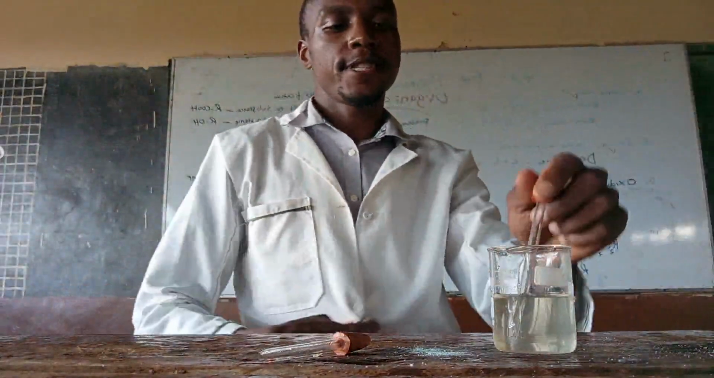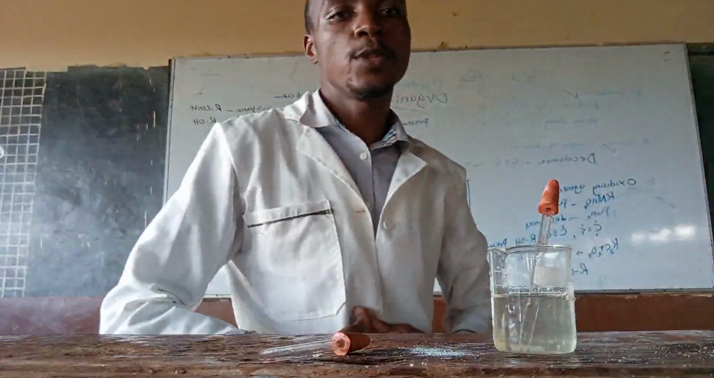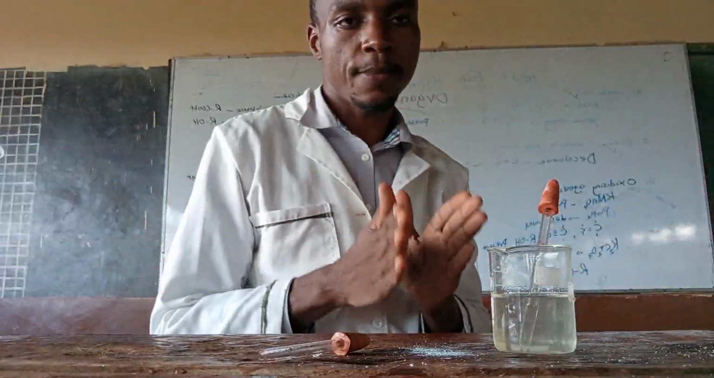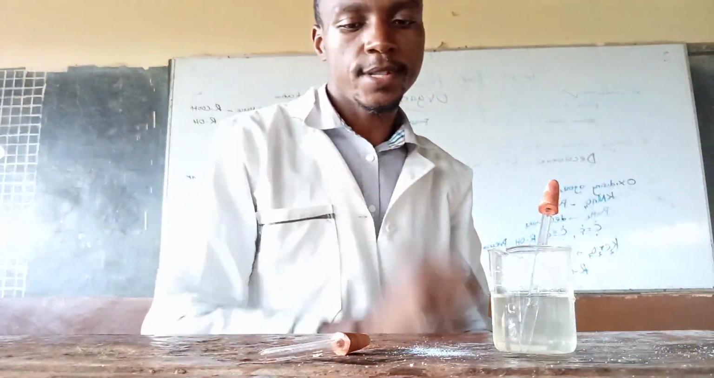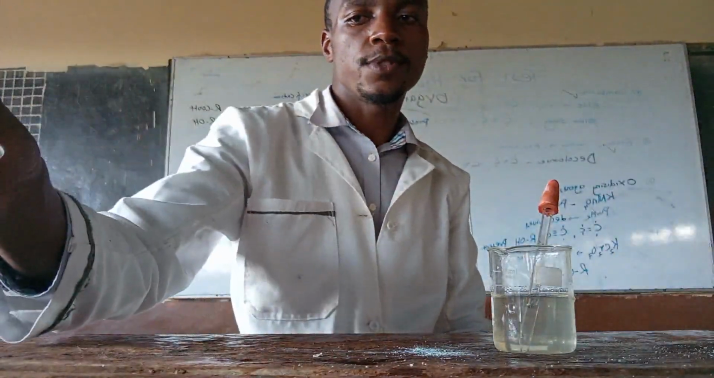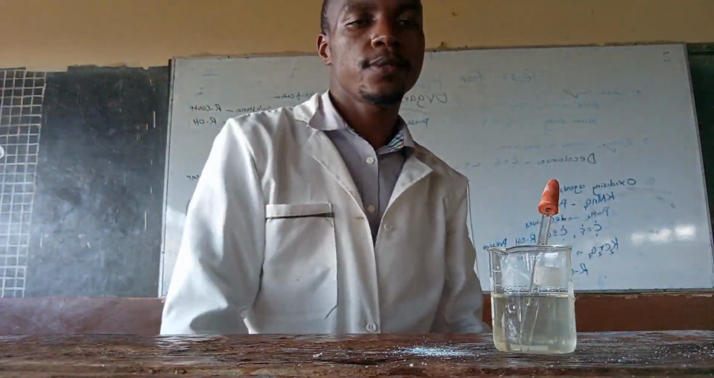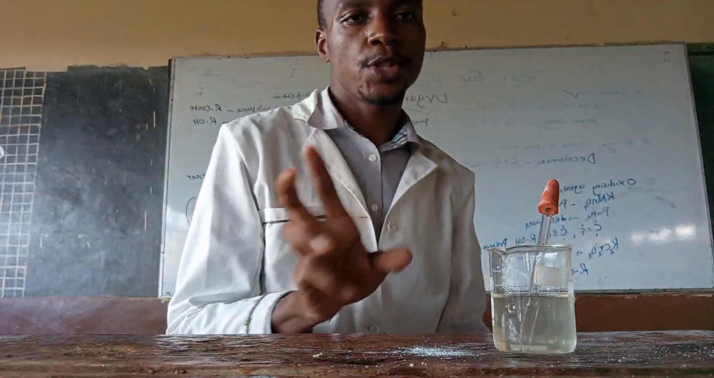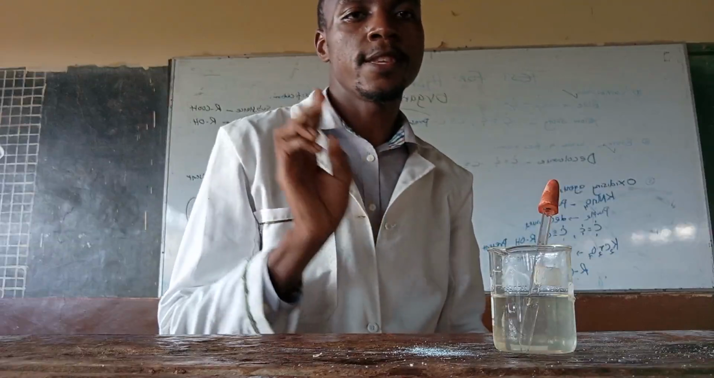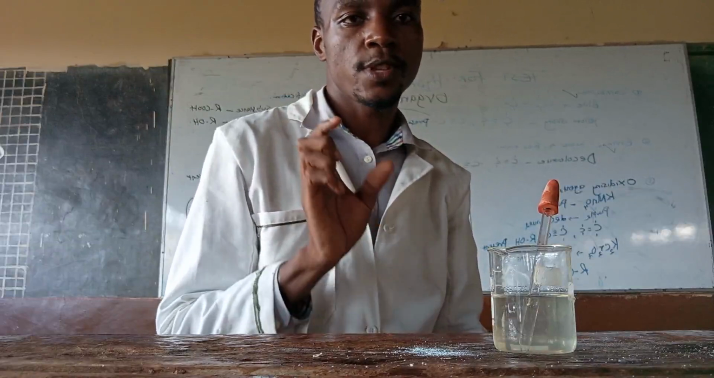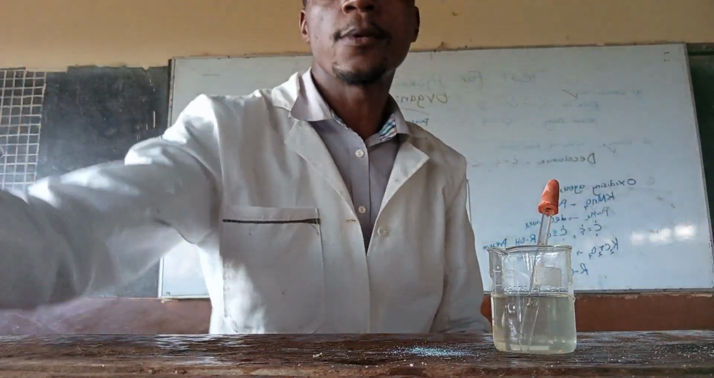I have my first sample here. I have been told to divide this sample into two portions. In the first portion I should use sodium hydroxide, and in the second portion I should use ammonia. How does that go?